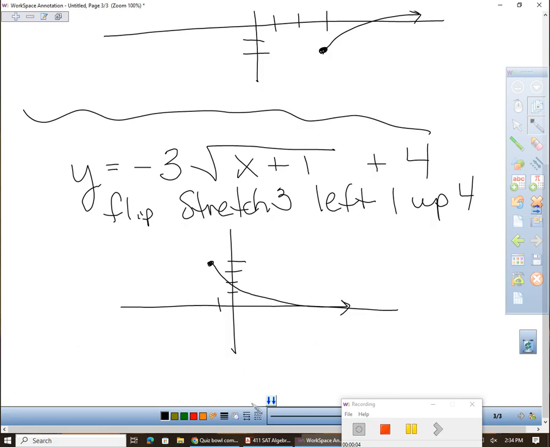All right. Let's see. So these examples were for problems number 16 through 20.